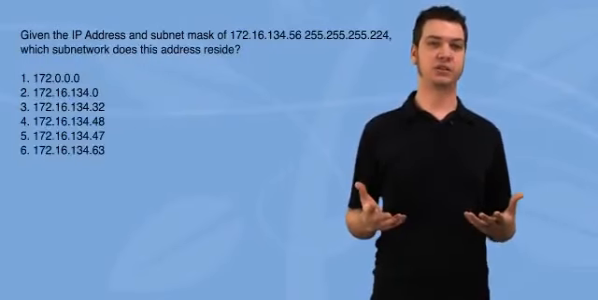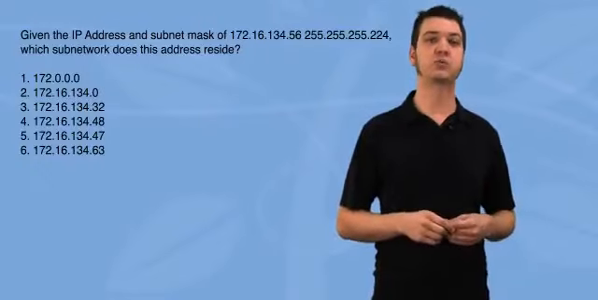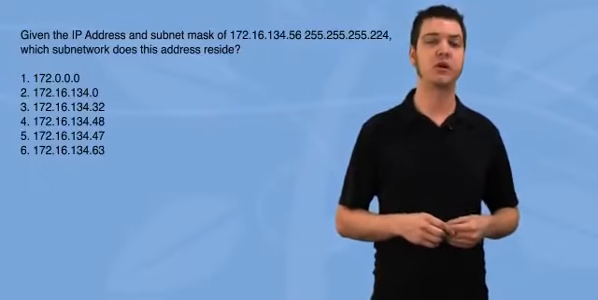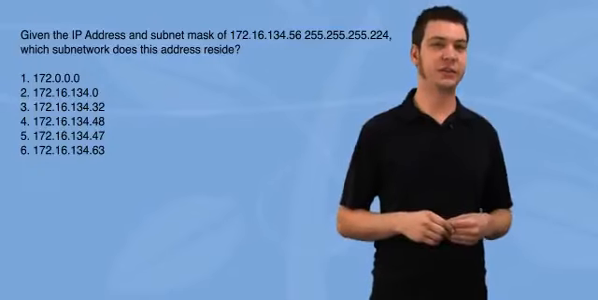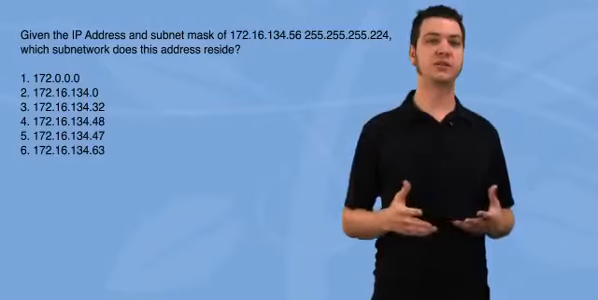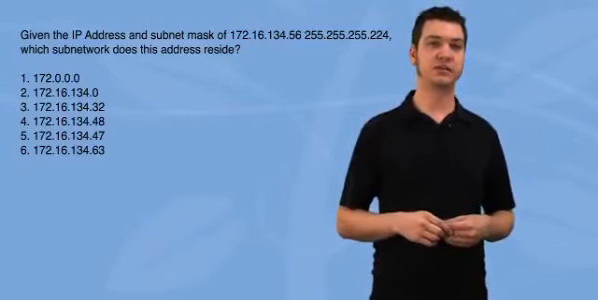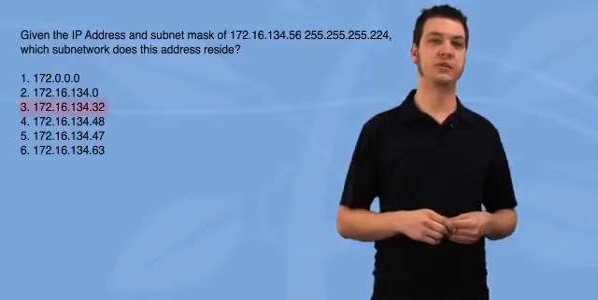In this example question, the Class B address again has 5 bits available for hosts, and the subnetworks will again increment by 32. The fourth octet number, .56, falls between the .32 network and the .64 network. This tells you that the subnetwork address would be 172.16.134.32, and that option 3 would be the correct answer.